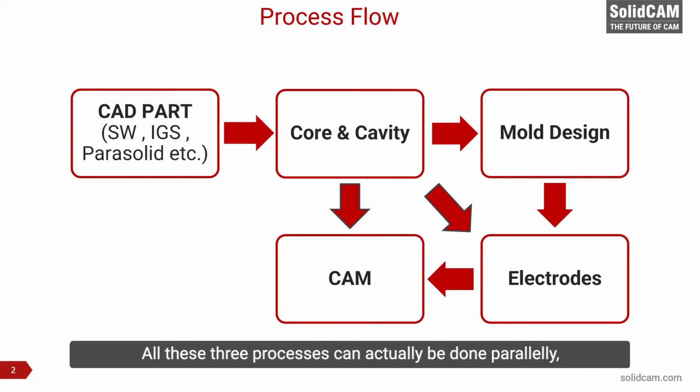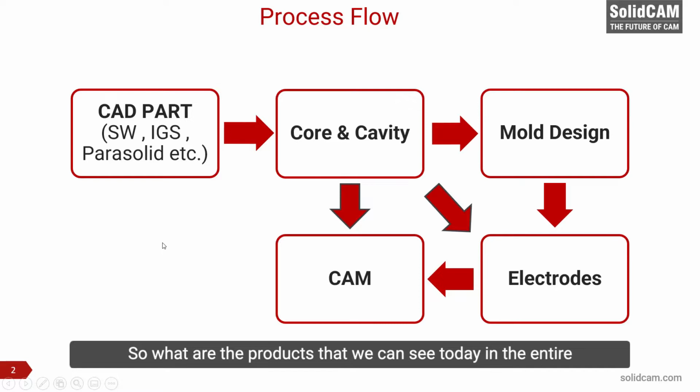All these three processes can be done in parallel, and the major advantage here is that once there is a change in the main CAD part, the entire change flows down to all the areas that are affected in the entire process. If there's a change in the CAD part, the core and cavity will get automatically updated. The sliders will be automatically updated. The mold design will be automatically updated. The electrodes will be automatically updated, and the CAM will be automatically updated. So it gives you a one-stop solution for a complete integrated CAD/CAM for mold making.